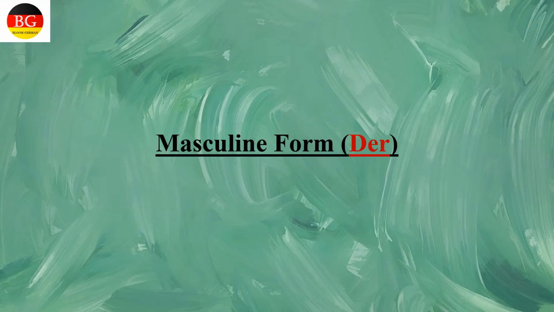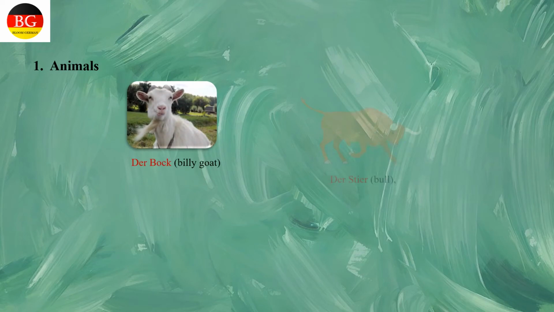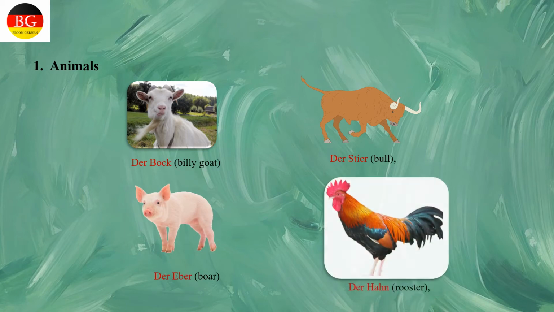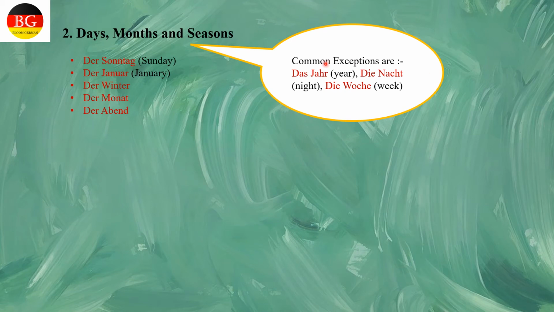Masculine form, der. All male animals are masculine in form. For example, der Bock, der Stier, der Eber, der Hahn. Days, months and seasons are masculine. Zum Beispiel der Sonntag, der Januar, der Winter, der Monat, der Abend. Some common exceptions are das Jahr, die Nacht, die Woche.